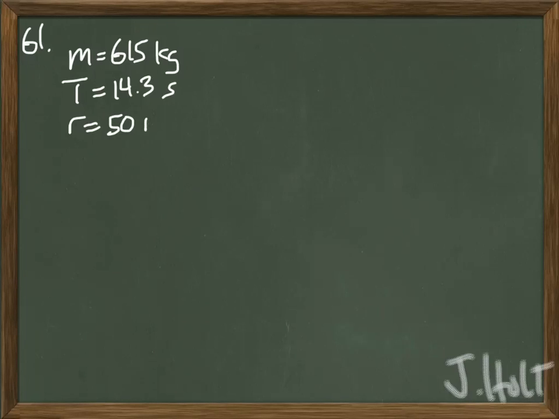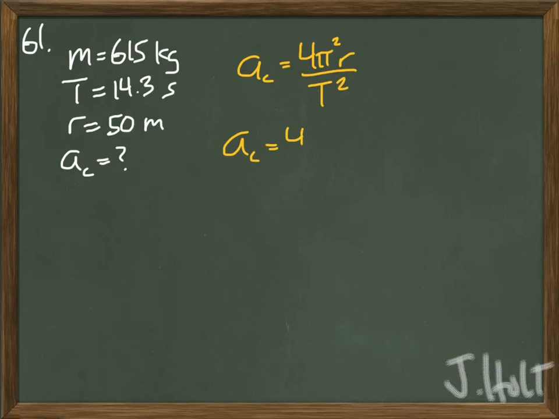We're also given the radius, 50 meters. We need to find the acceleration of the car. Well, we're talking about going around in a circle, so we're talking about centripetal acceleration. Here is my equation for centripetal acceleration, and I have everything that I need to figure out exactly what it is.